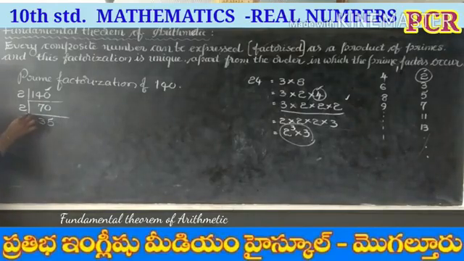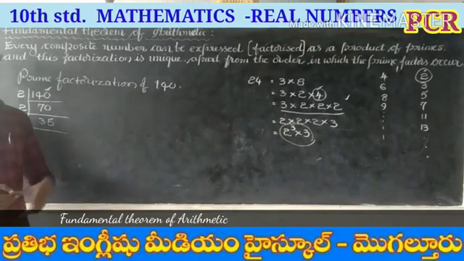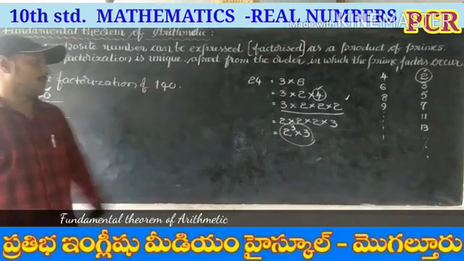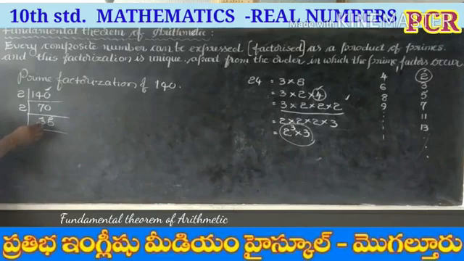How many times? 35 times. And again, is 35 divisible by 2? No, because it has 5 in its units place. So that's why it is not divisible by 2. The next prime number is 3. Is the number divisible by 3? What is the divisibility rule of 3? If the sum of the digits of a number is divisible by 3, then that number is divisible by 3.